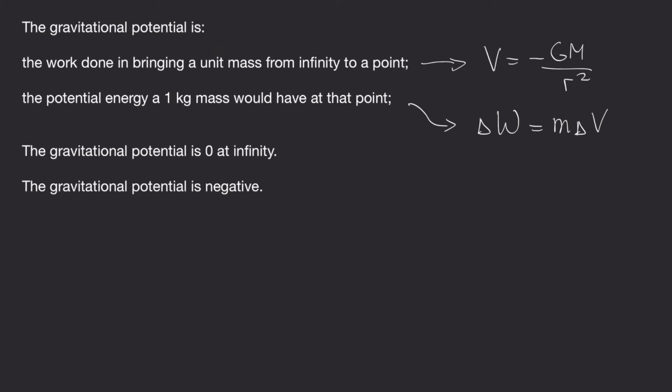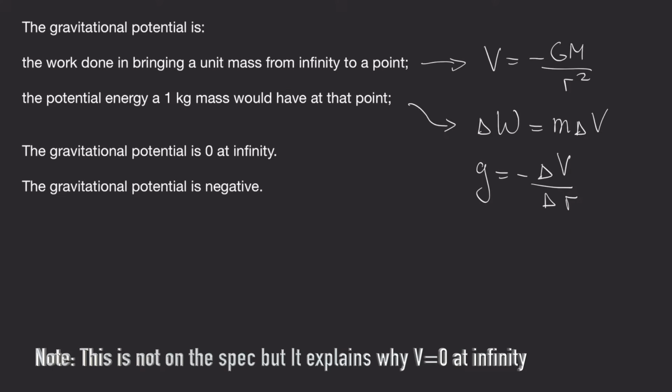There is another formula which is particularly important for graphs, and that is that gravitational field strength is equal to the rate of change of gravitational potential with respect to distance. The gravitational potential is defined to be 0 at infinity.